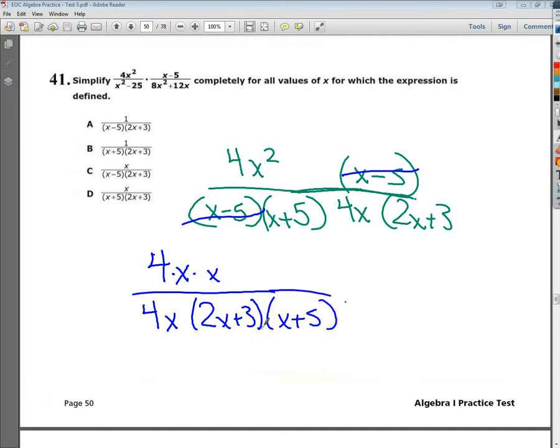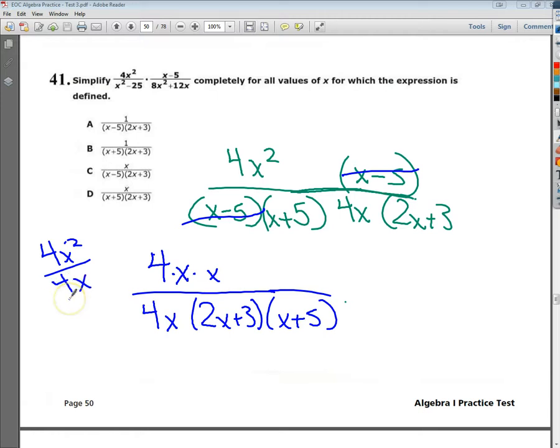For these two groups, I'm pretty much stuck with them at this point. There's no 2x plus 3 on top. There's no x plus 5 on the bottom. They're in sort of a parentheses setup, so I'm not going to move them very much. But the 4x squared does have some common parts. You could have left it in this form as well. I was just trying to make a visual point about why I was doing it.